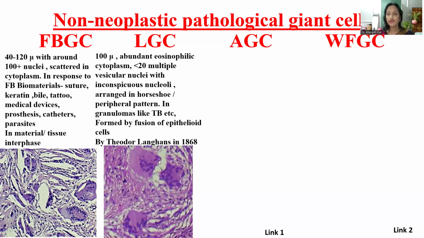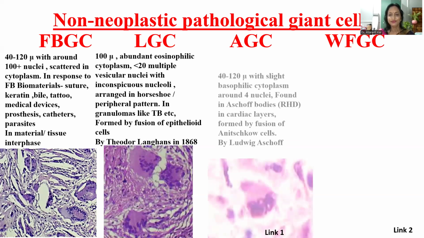And these are formed by the fusion of the epithelial cells. They are found in certain immune granulomatous conditions like tuberculosis, leprosy, syphilis, Crohn's disease, sarcoidosis, etc. This was first discovered by Theodor Langhans in 1868.